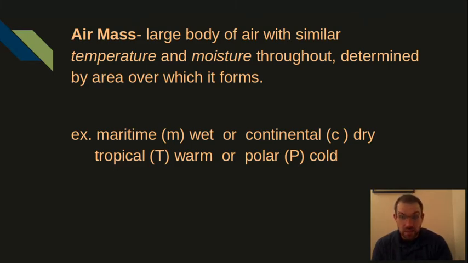Continental would happen on continents, and that's land. So that would be like dry land. That's one way you could think about it. Tropical, if you think of a tropical island, that's generally warm, and polar, you can think of the poles, like the North or South Pole, or a polar bear, would be ways to remember it would be cold. Now, you can't have a TP air mass, right? It can't be both warm and cold. That wouldn't work. But you can have mT, wet and warm, or you can have mP, wet and cold. Those two make sense. So the lowercase always comes first.